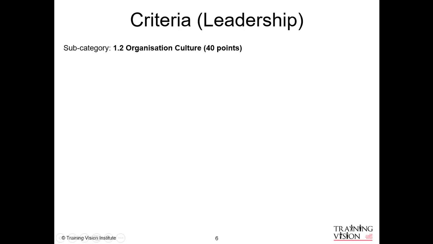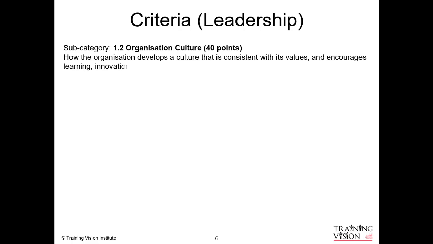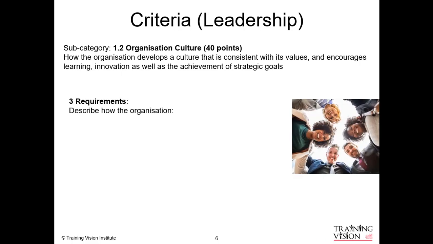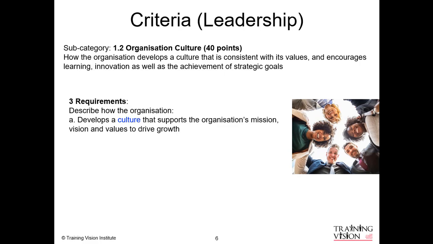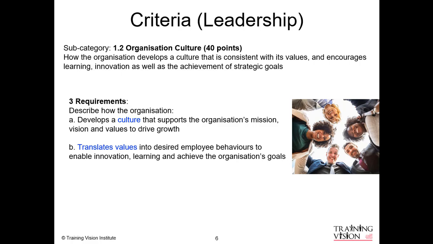For subcategory 1.2, Organization Culture. It describes how the organization develops a culture that is consistent with its values and encourages learning, innovation, as well as the achievement of strategic goals. The 3 requirements for this subcategory describe how the organization A. Develops a culture that supports the organization's mission, vision, and values to drive growth. B. Translates values into desired employee behaviors to enable innovation, learning, and achieve the organization's goals. C. Embraces organizational changes for sustainability. Point value is 40 points.